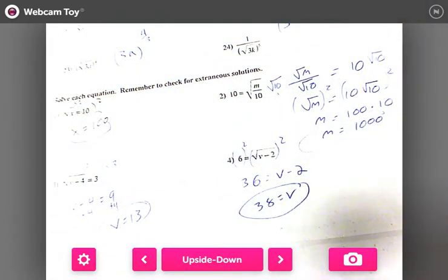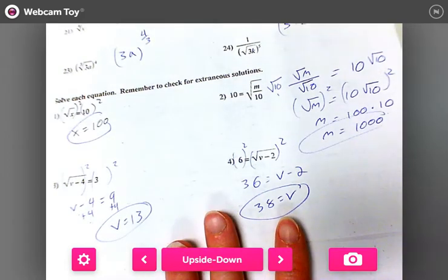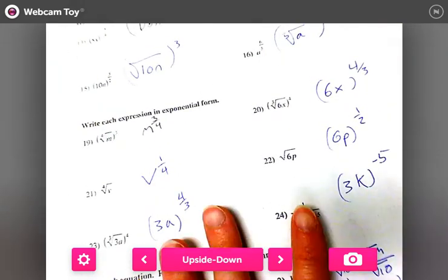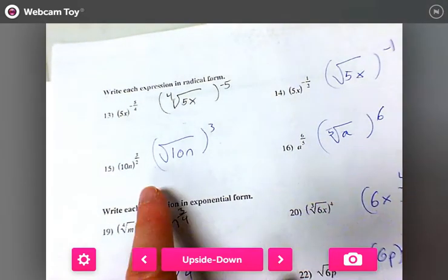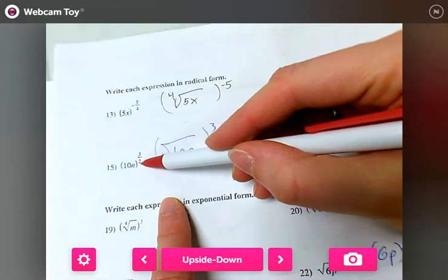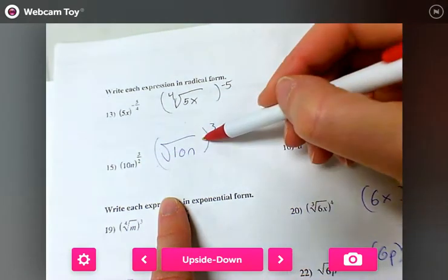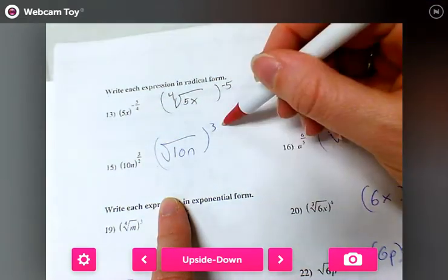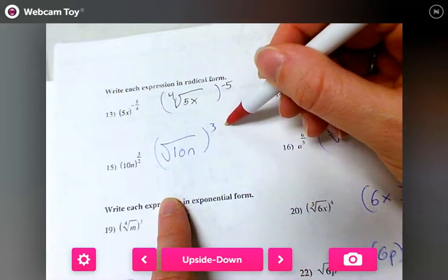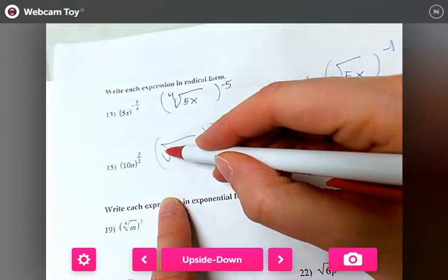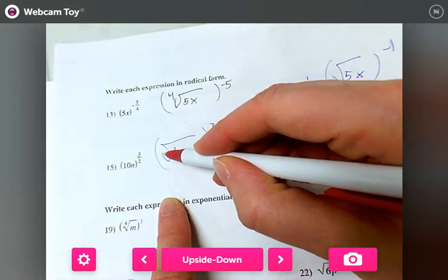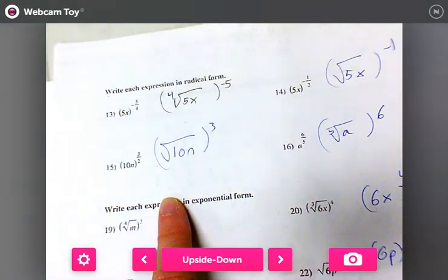Any of these you want to go over? Jalen, was there one? Number 15? 16. No, 16? 15. Okay. So see how that's a little 2 right there? That means it's the square root. And then that 3 on top means it's raised to the 3rd power. You can put a 2 right there, it would not mark it wrong. That's fine.